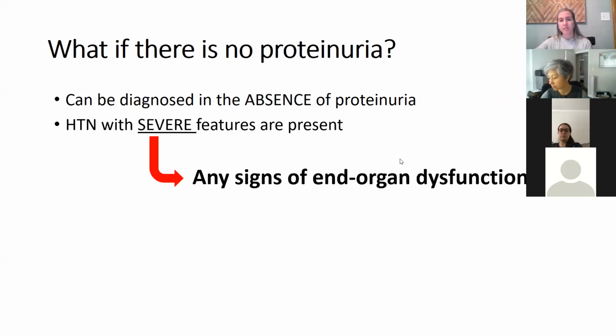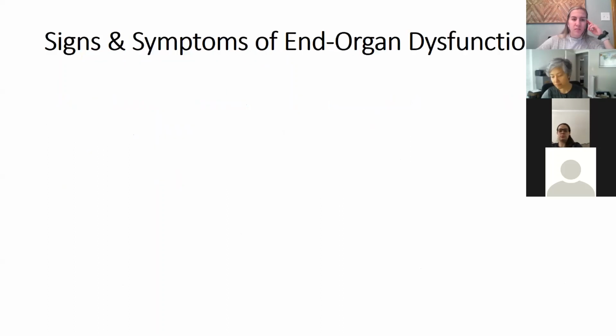So essentially what you're going to see is they can have hypertension in the mild or severe range, and then they have these severe features. When I say severe features, I want you to think of those signs and symptoms of end organ dysfunction. And that leads me to talking about the signs and symptoms. This is where I want you guys to help me and chime in on what you see or what you know.